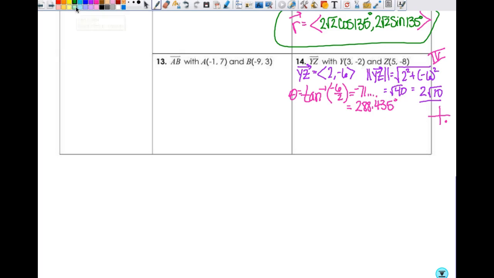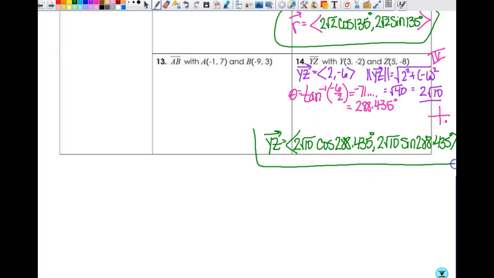which means your answer in the end for the vector is 2 square root of 10 times the cosine of 288.435 and 2 square root of 10 times the sine of 288.435 degrees. Remember, if you want it in trig form, it has trig in the answer. What questions do you have? We good? Awesome. All right, so go ahead and get that glued or taped in.